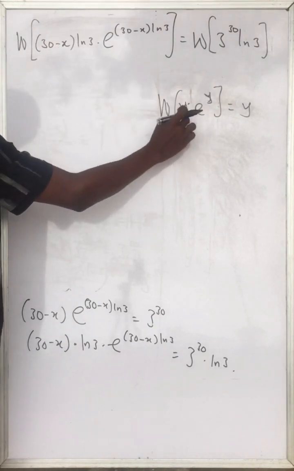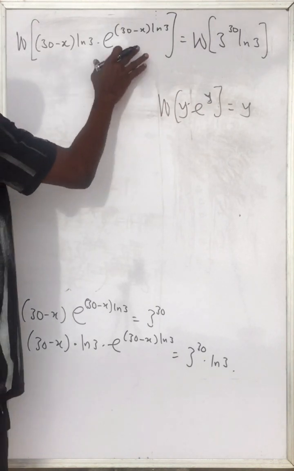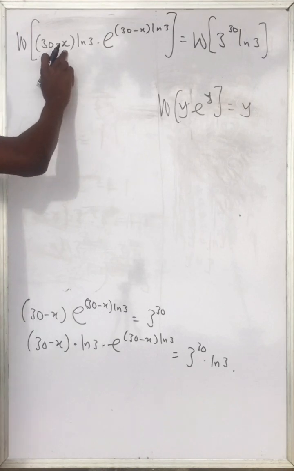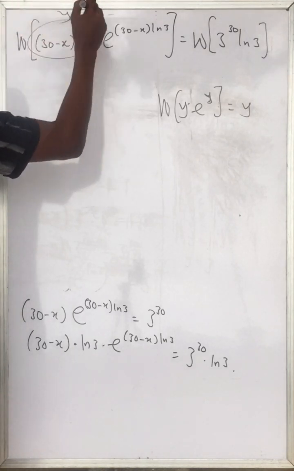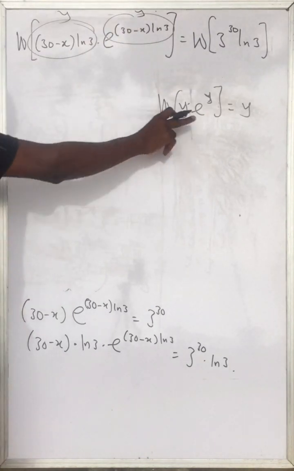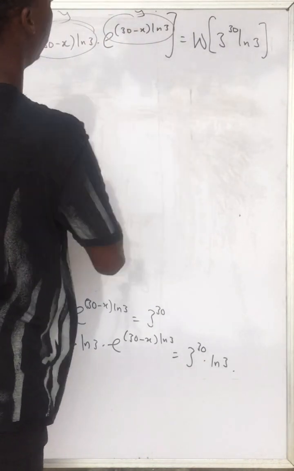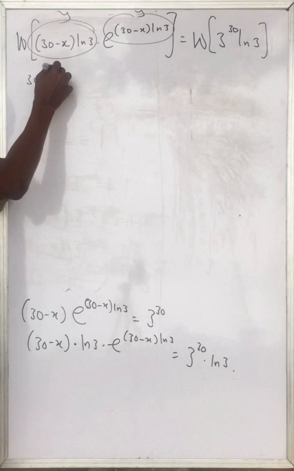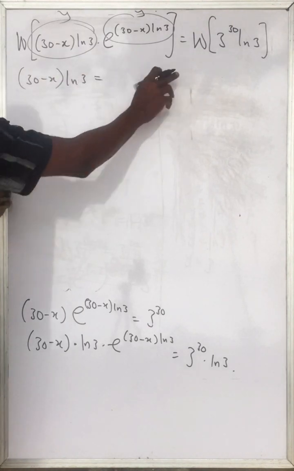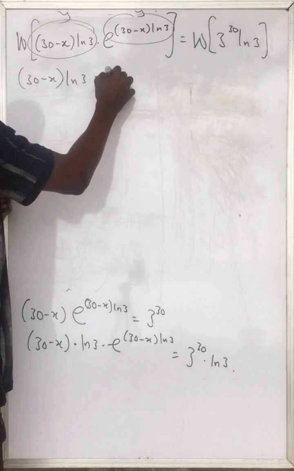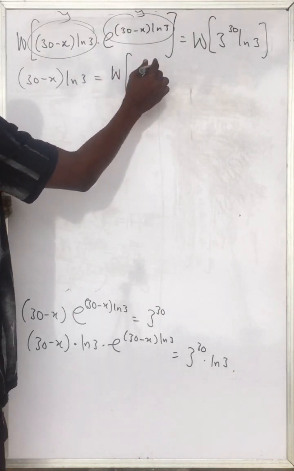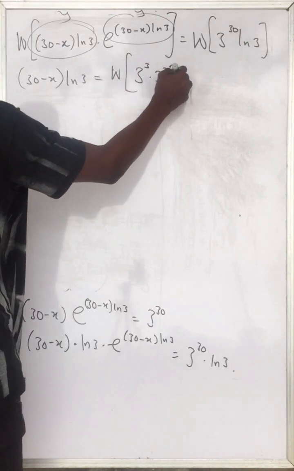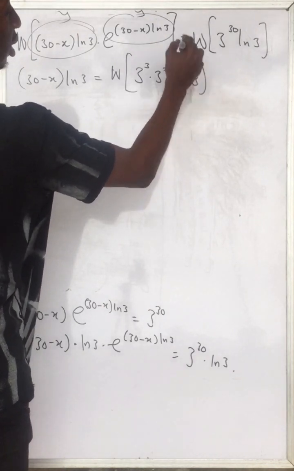So I want to obtain something like this. If I'm able to obtain something like this, automatically if you look at this very part here, you will realize that I have 30 minus x ln 3 as y. So I can assume this whole part is my y, this whole part is my y, which is meant to give me y in return. So I'll probably have the Lambert function of this to give me 30 minus x, the ln of 3, is equal to, if you apply it in that part too, W of, remember I can write 3 raised to the power 30 as 3 raised to the power 3 times 3 raised to the power 27, the ln of 3. I have my reason for doing that.